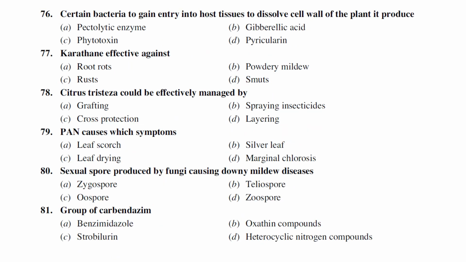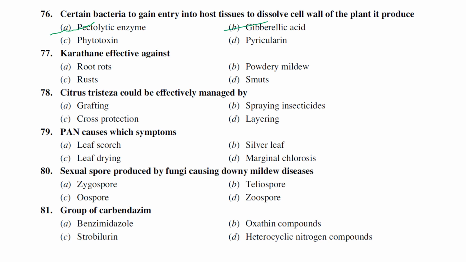Certain bacteria gain entry into the host tissues and dissolve the cell wall of the plant tissue. What do they produce? Pectinolytic enzymes, gibberellic acid, phytotoxins, or pyrrolidin. So here the answer is pectinolytic enzymes. These pectinolytic enzymes, produced especially by the bacteria, help to gain entry into the plant cells. This actually digests the tissues, so once it enters, it will make all the tissues soft, and water-like exudates can be observed.